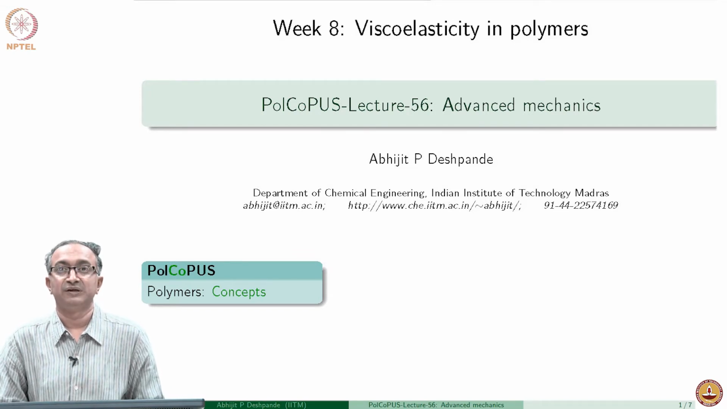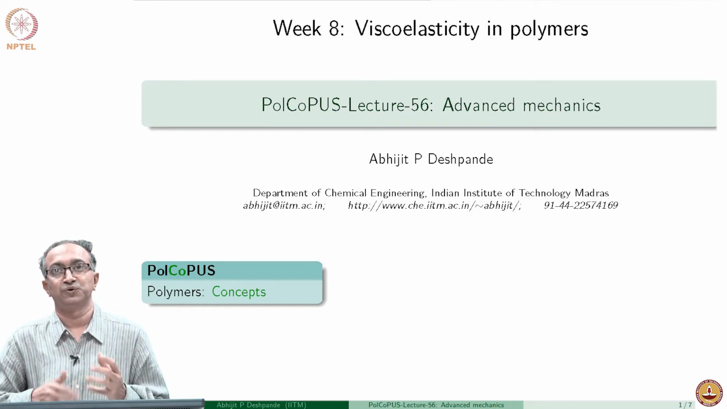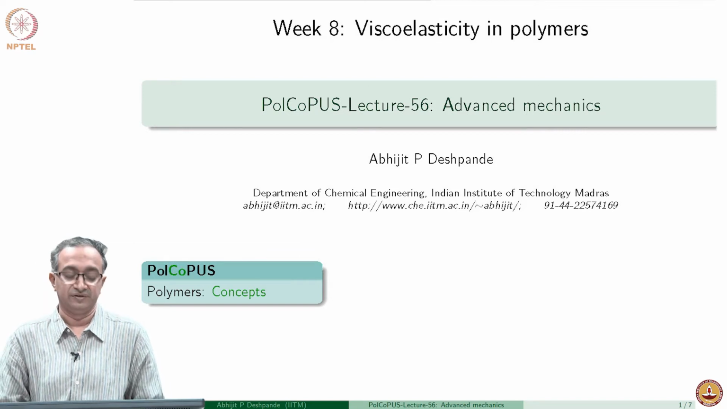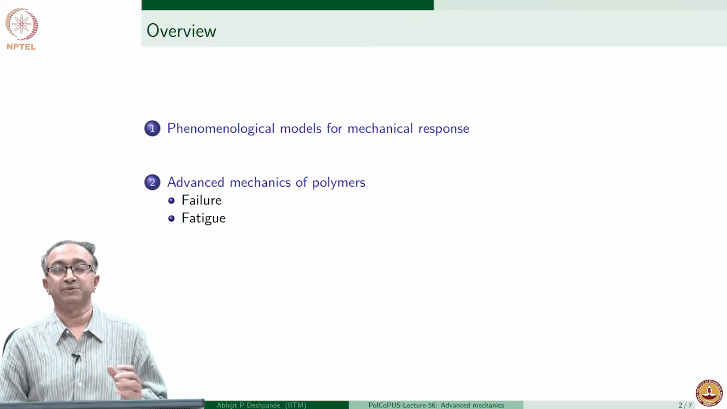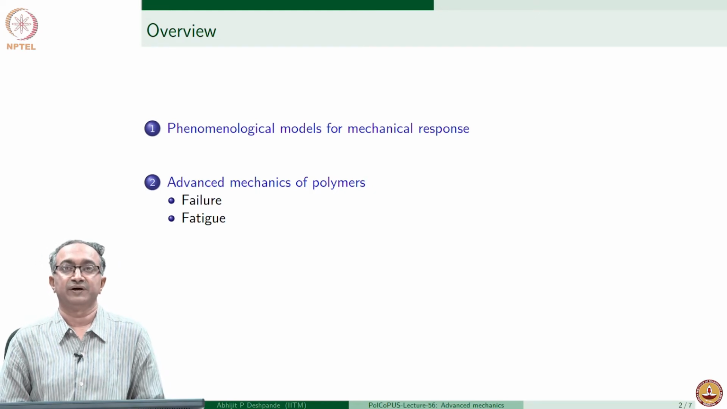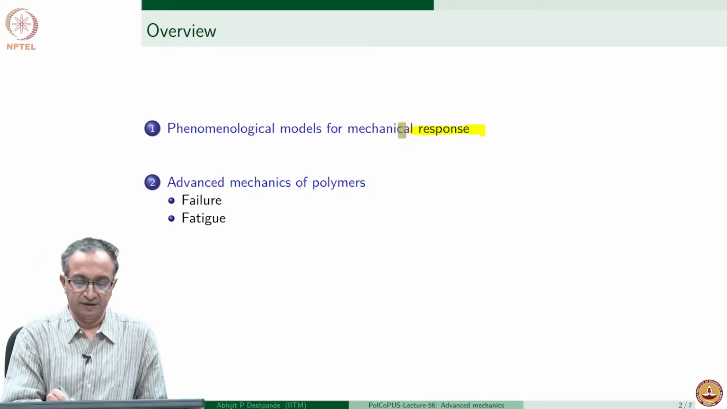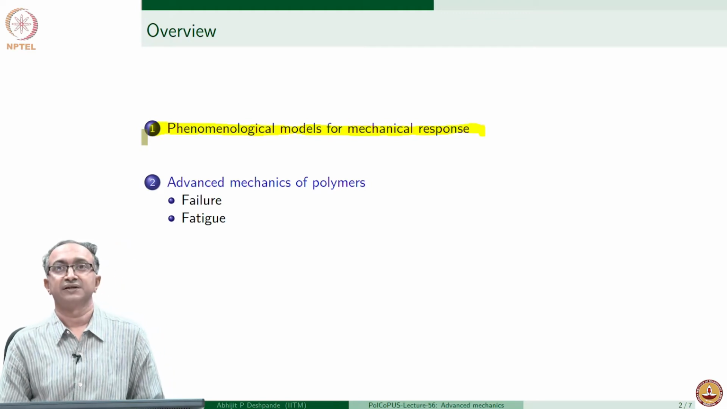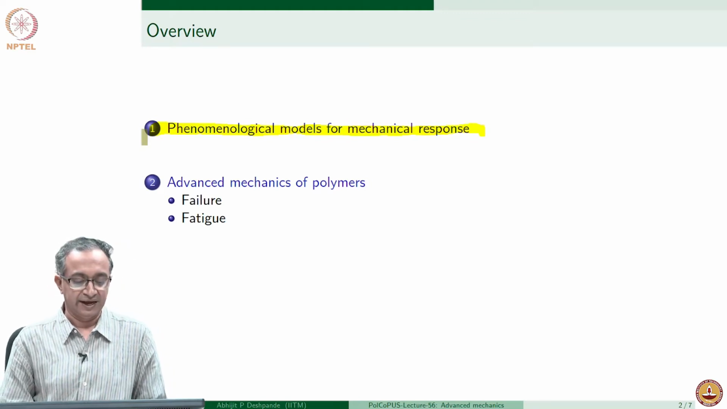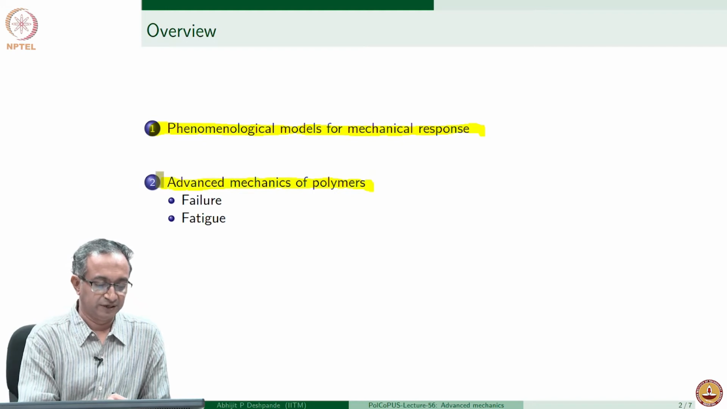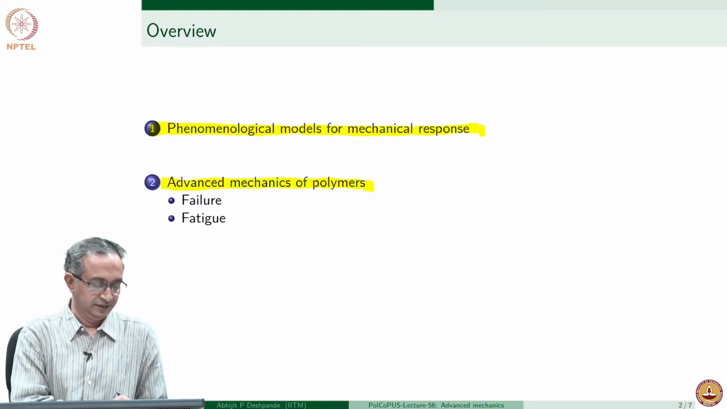And so in this lecture we will look at a couple of advanced mechanical properties which are related to fracture and fatigue. And since this is an introductory course on polymers, we will take a brief look at that, and advanced students will have to go and do further studies related to these topics. So, to summarize whatever we have discussed so far, we will quickly look at the phenomenological models that are used for mechanical response, and then we will finish the lecture by looking at failure and fatigue.